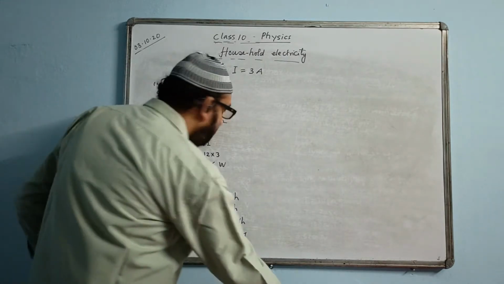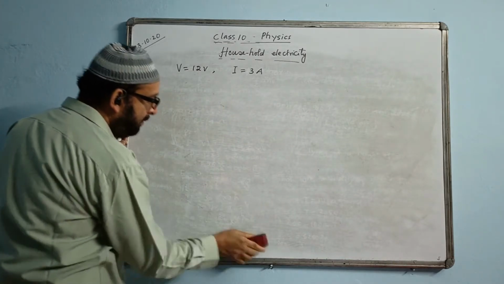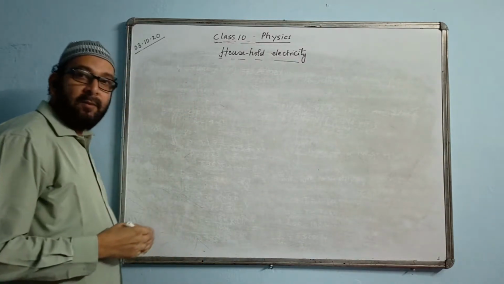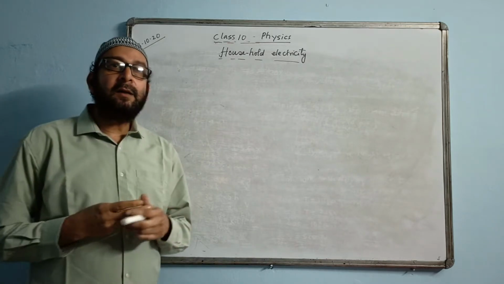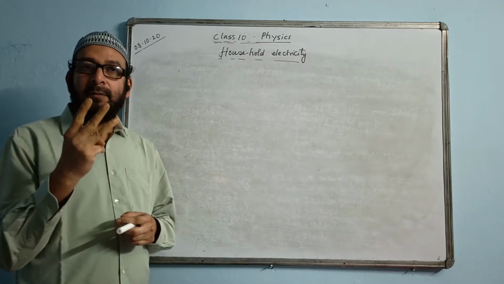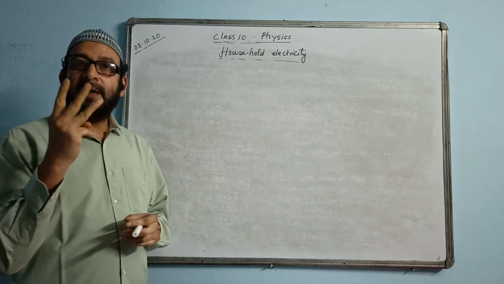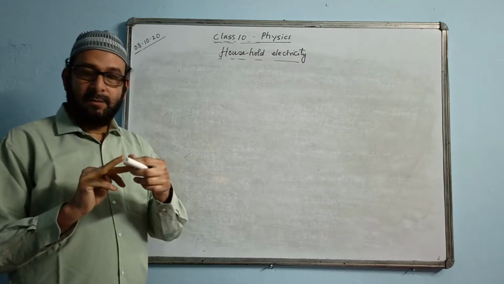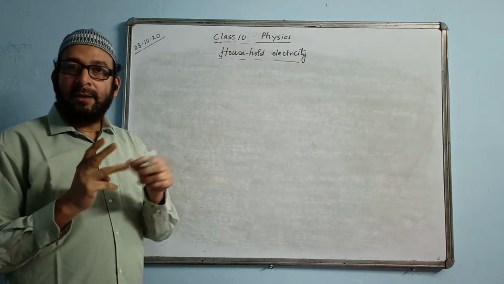Okay, this was the last numerical of this chapter. Now we are doing the theory part. The theory part will be like this. There are 3 types of electrical wires we use at home. Or for connection we use 3 kinds of wire. One is called live wire, one is neutral, and one is earth wire. Live, neutral, and the earth.